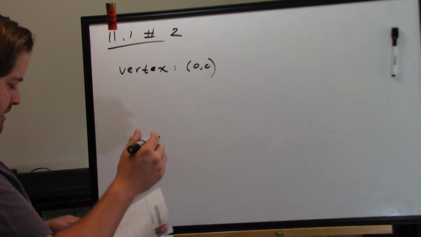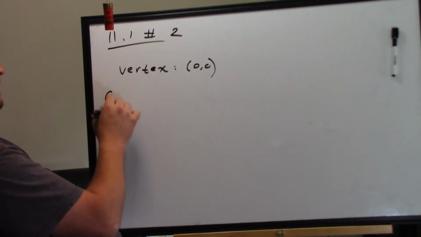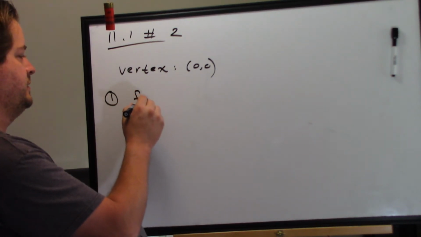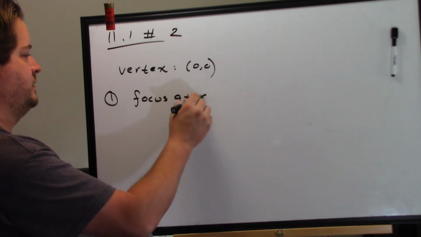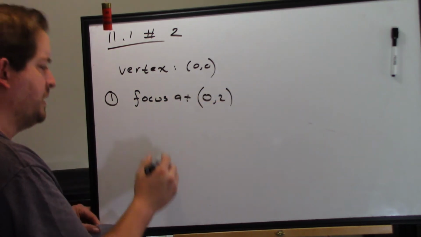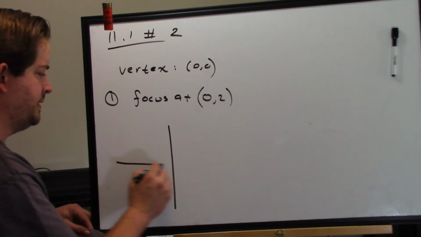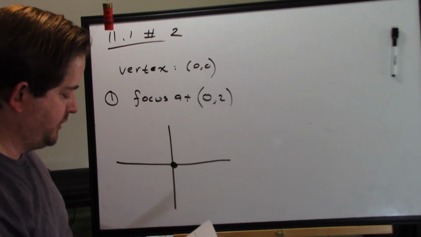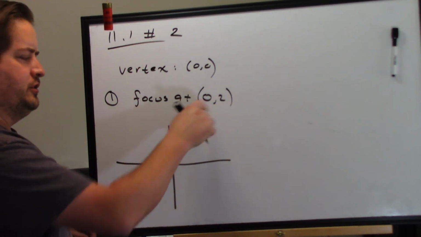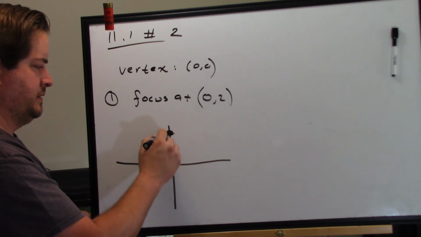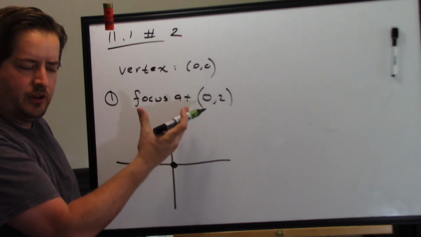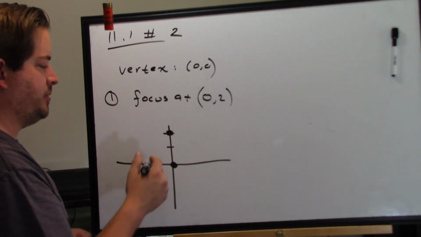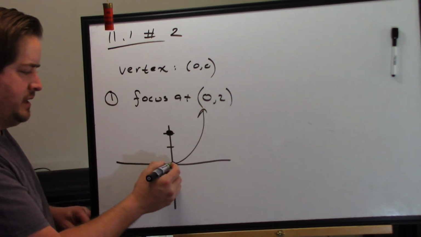So I think the first problem in number 2 says that we have a focus at 0, 2. If I'm looking at what's happening here, my vertex is at 0, 0, which is going to be always in 11.1 because we're not shifting these yet. But my focus is at 0, 2. So I know that I have an upward facing parabola because my focus is up, right? The focus is always inside the parabola. And so I know I look like this.